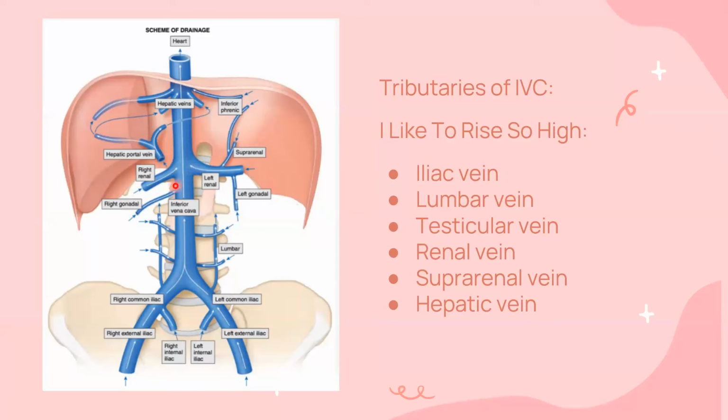So through this mnemonic, you guys can remember that we're making our way from the bottom up, and we like to rise so high through the iliac vein, lumbar vein, testicular vein, renal vein, suprarenal vein, and finally the hepatic vein, until we get to the actual inferior vena cava. Is that clear for everyone? Perfect. All right, moving on.